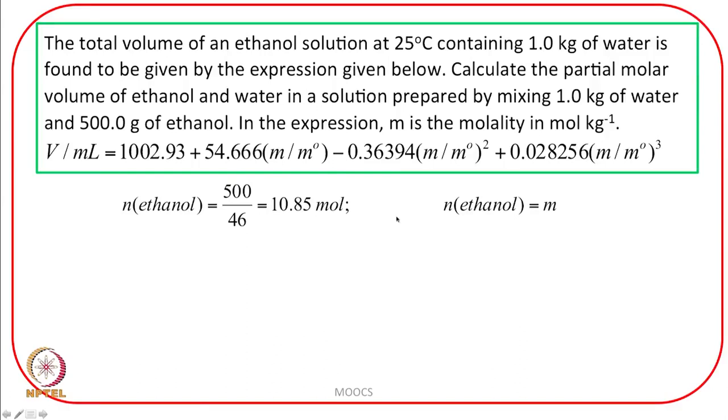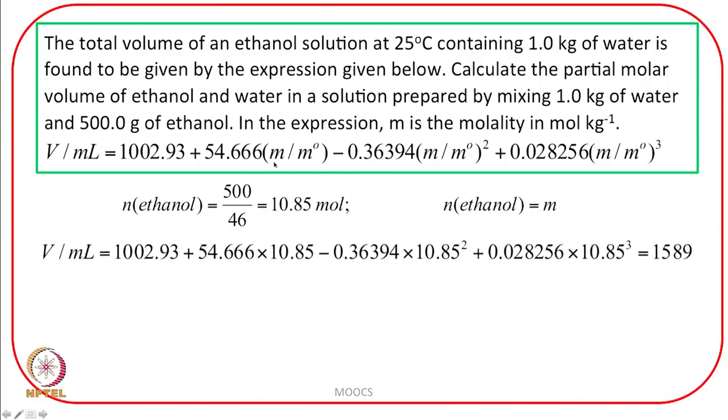As we just discussed, we are dissolving 500 gram of ethanol in 1 kilogram of water. Therefore, the number of moles is equal to the molality of the solution. That is what is written over here: n is equal to m. So, since n is equal to m, in order to calculate the partial molar volume, we can just differentiate with respect to m instead of n. This is the point to be noted over here: since n is equal to m, the partial molar volume can be determined by differentiating this equation with respect to m.